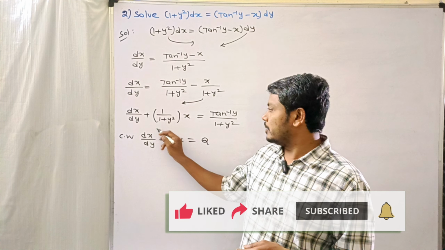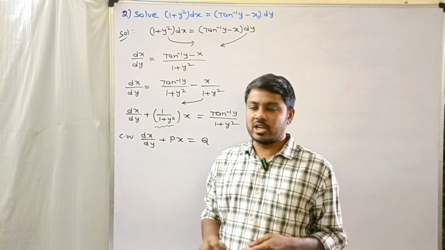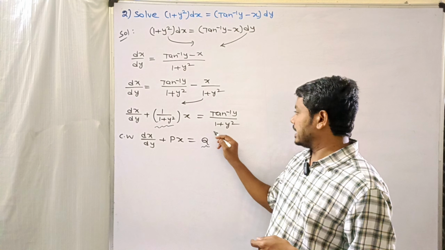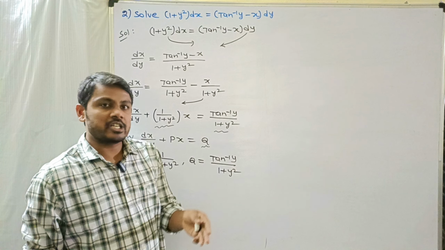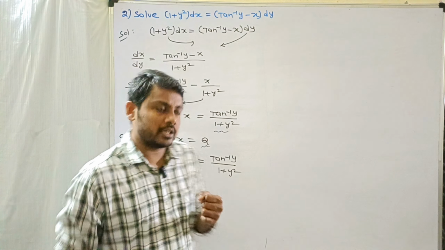What is p value? p is 1 by 1 plus y square, and q value is tan inverse y by 1 plus y square. Now what is the next step? To find the integrating factor.